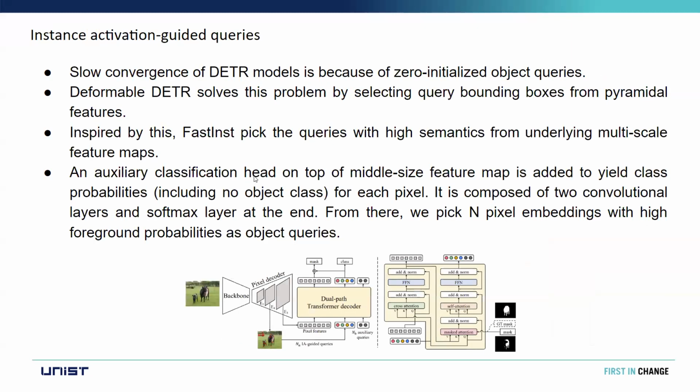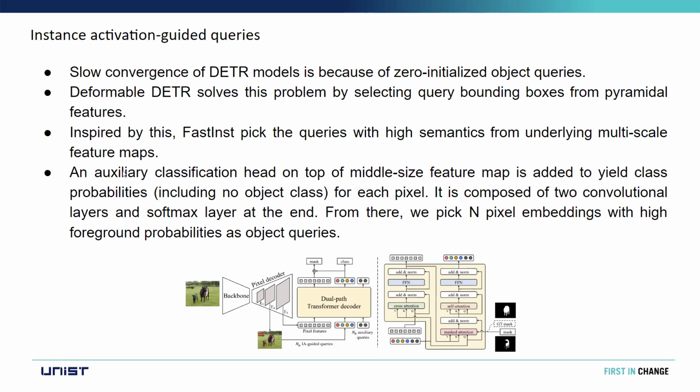And next, the most important thing, instance activation guided queries. The problem of the DETR models is that their object queries are zero initialized, so it takes time for DETR models to converge. And deformable DETR solves this problem by selecting query bounding boxes from pyramidal features. So FastInst, inspired by deformable DETR, picks the queries with high semantics from the underlying multi-scale feature maps.